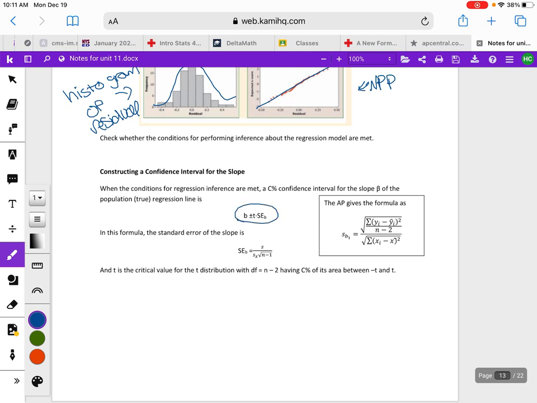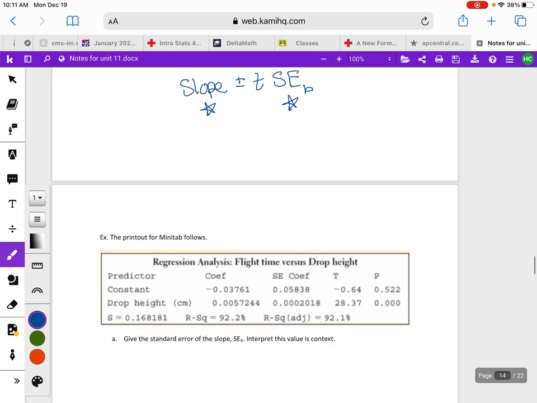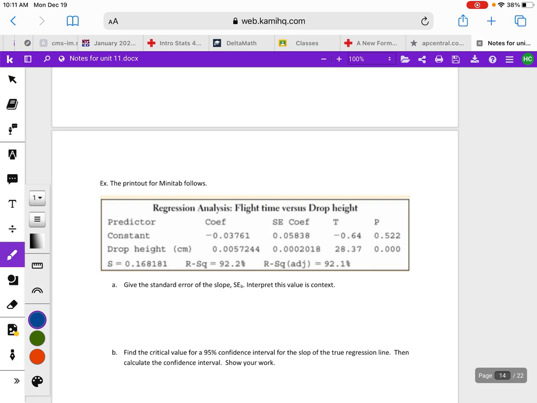The good news is they usually give you the standard error of the slope in the computer outputs that we've seen before, so you don't need to come up with those. I'm going to show you that in just a moment. All you pretty much have to do is the slope plus or minus your t, which is slightly different, but not a lot different, times the standard error of the slope. So this right here and this right here are going to come from the computer output. We've seen this many times.